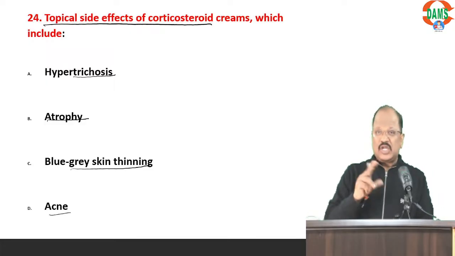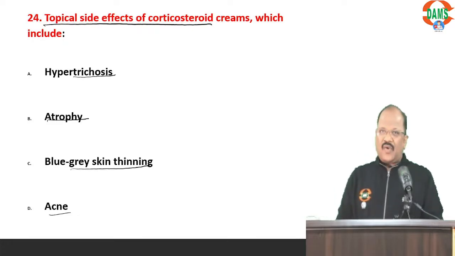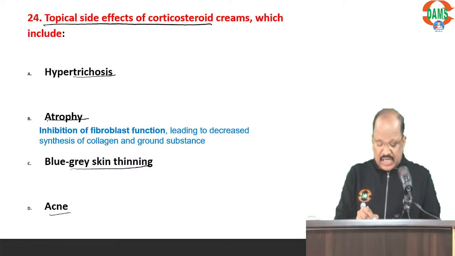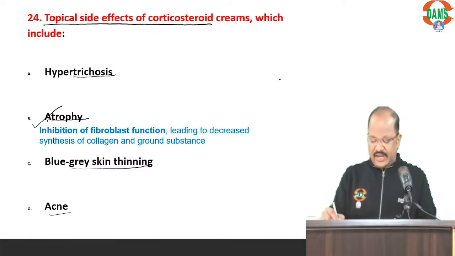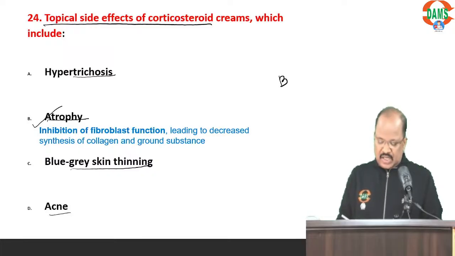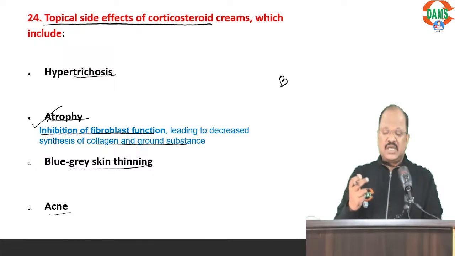Whether they have given a two-response or three-response answer key, I don't know what key they have given, but I'm going to explain now. Topical steroid has more risk of causing skin atrophy, so definitely B will be one answer. Topical steroid causes inhibition of fibroblast function, thereby decreasing synthesis of collagen and ground substance that are essential for dermal synthesis. So chances of skin atrophy will be there.